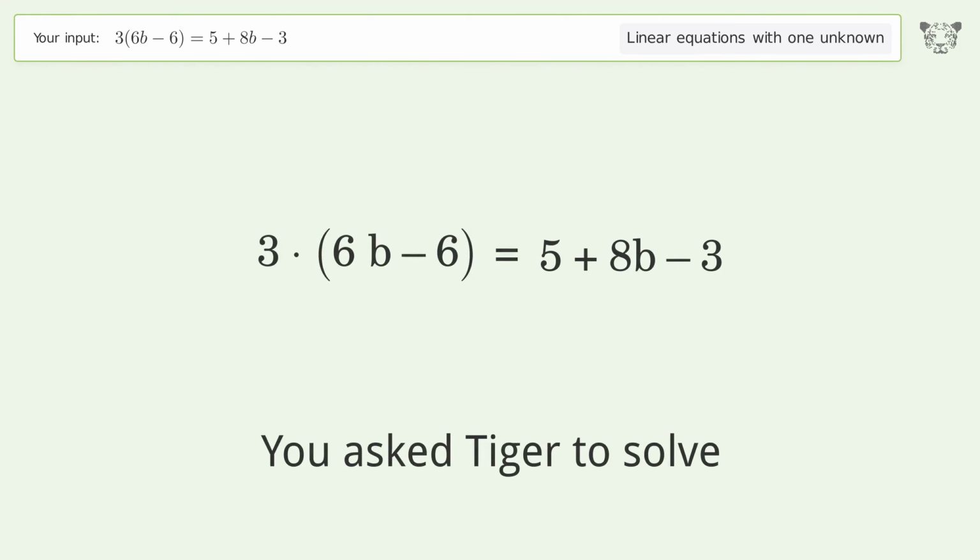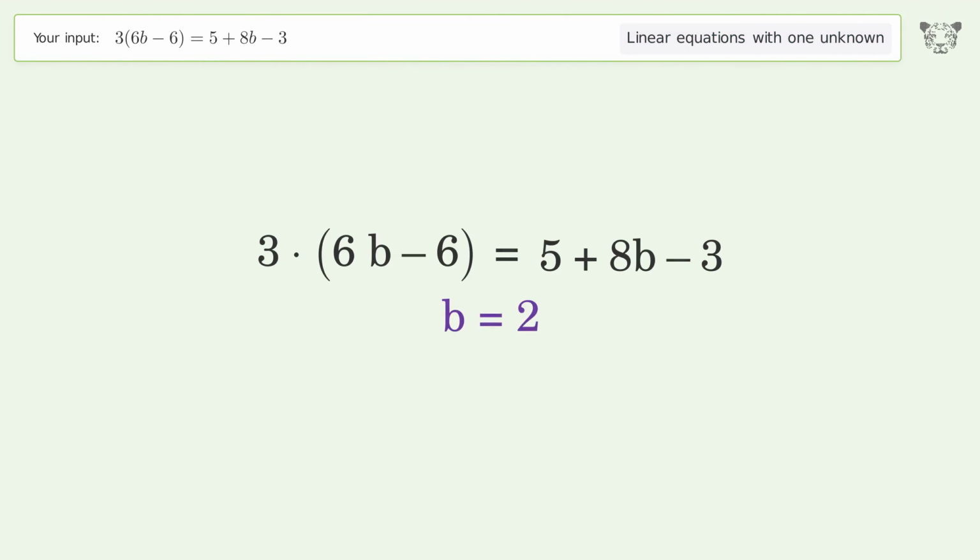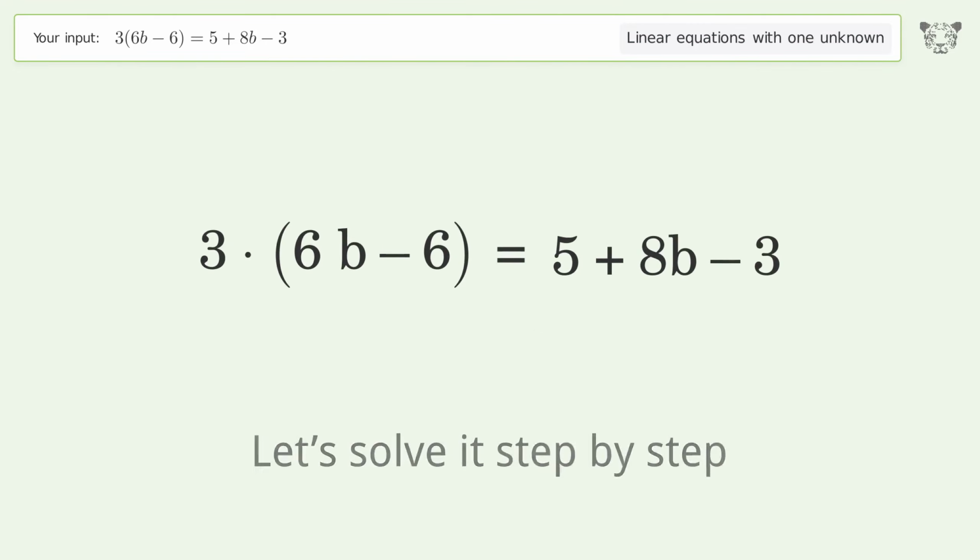You ask Tiger to solve this. This deals with linear equations with one unknown. The final result is b equals 2. Let's solve it step by step.